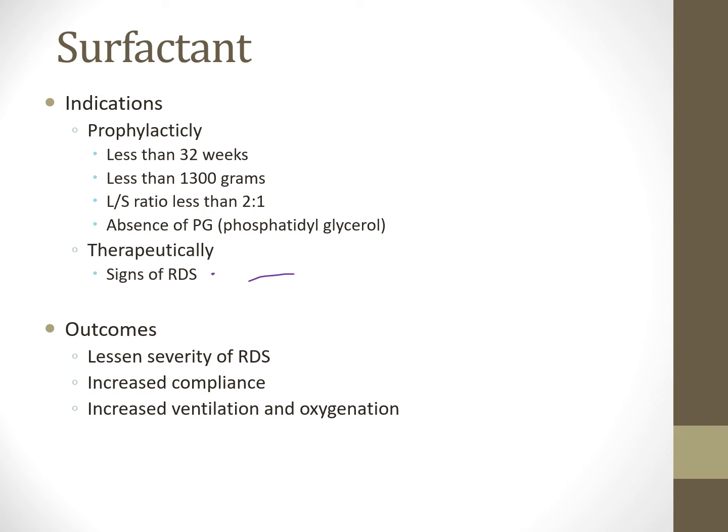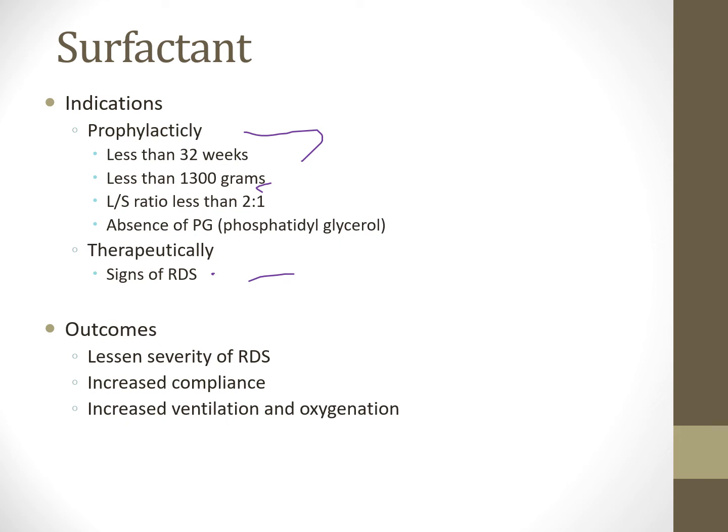Less than 32 weeks or 1,300 grams used to be the criteria according to the AARC clinical practice guidelines. If their L/S ratio is showing immature lungs, or their PG is showing absence of PG, which would indicate mature surfactant, those are all things we can use to consider this therapy.